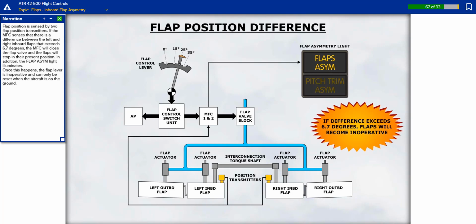Flap position is sensed by two flap position transmitters. If the multifunction computer senses that there is a difference between the left and right inboard flaps that exceeds 6.7 degrees, the multifunction computer will close the flap valve and the flaps will stop in their present position. In addition, the flap asymmetry light illuminates. Once this happens, the flap lever is inoperative and can only be reset when the aircraft is on the ground.